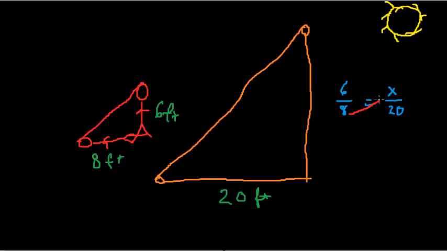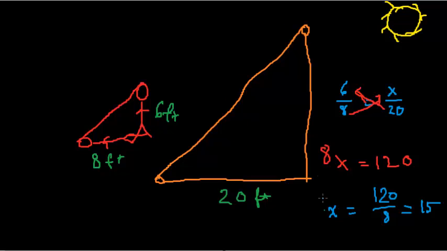So 8 times x, we get 8x. 20 times 6, we get 120. So this is the same as our unknown equal to 120 divided by 8, which is 15. So the height of our flagpole then is 15 feet. And we didn't have to pull a Mario, jump on top of the flagpole to find out how tall the flagpole is. These were called direct proportions because as one thing increased, so did the other.